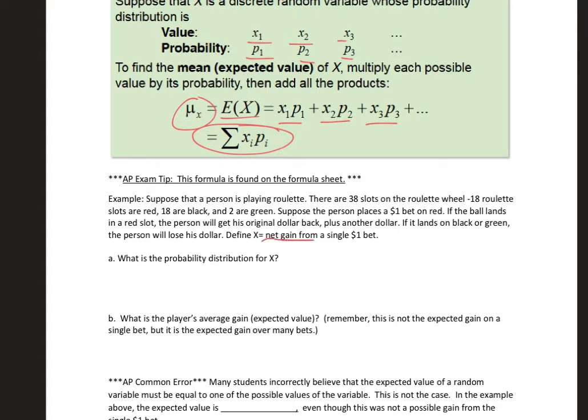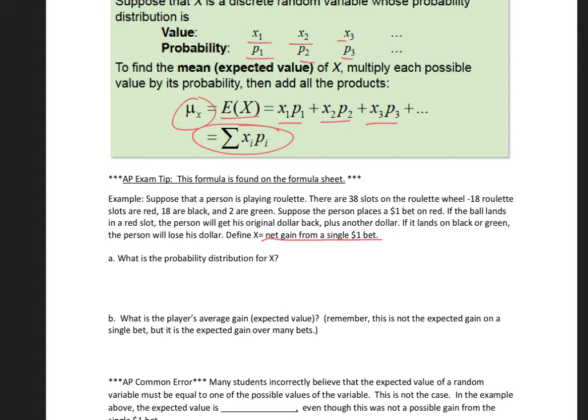Now, it's important to notice right here that x is not the amount of money you're getting back, because some people might argue that if you win, you got $2 back, the $1 you spent plus the other $1, right? And that's not necessarily the case, okay?